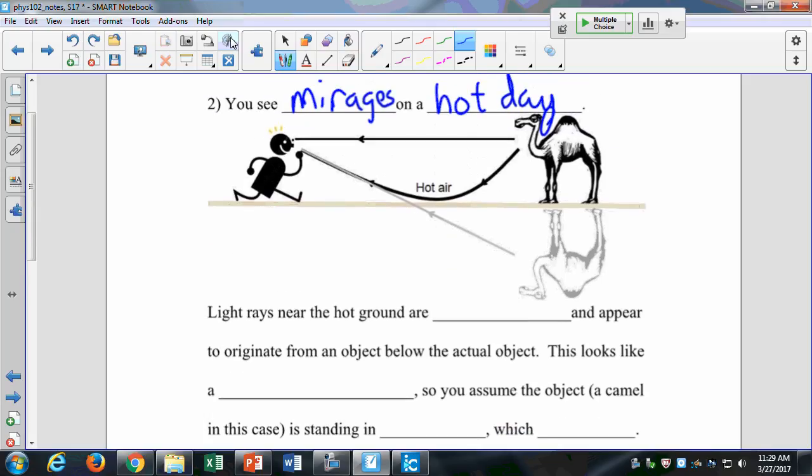And what happens is that light rays near the hot ground are refracted. They're bent, because light travels at different speeds in gases of different temperatures. And so a light ray would come down, and then it would hit that hot air, and it would actually bend up and bend towards you. But you don't know anything about the light ray bending, so you think that the light ray is actually originating from some reflection.